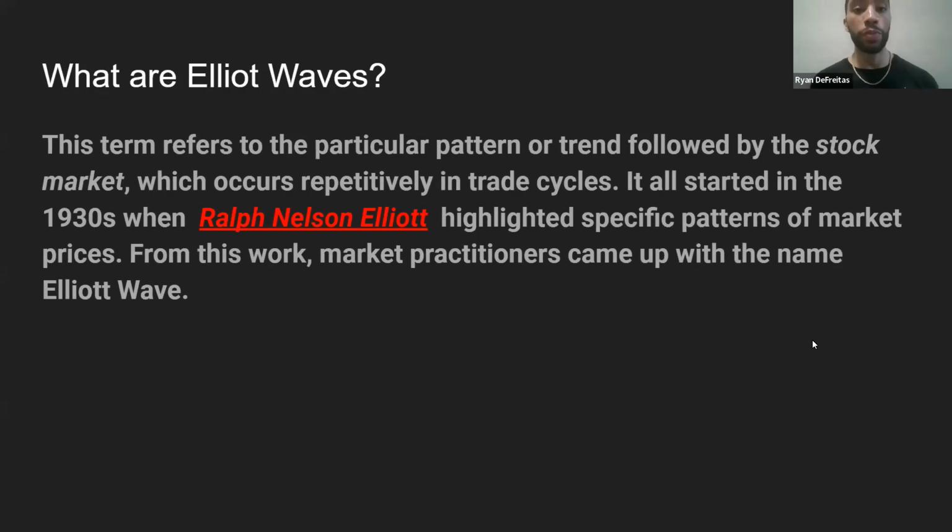This term refers to the particular pattern or trend followed by the stock market, which occurs repetitively, trade cycles, obviously. It all started in the 1930s when Ralph Nelson Elliott, hence the name Elliott waves, he's the guy who kind of created the thing, highlighting specific patterns of the market prices. From this work, market practitioners came up with the name Elliott wave, right? So to make it short and sweet, this guy invented it in the 1930s, and we've been using it ever since. And the crazy part is that it still works really well, and it was invented in the 1930s.